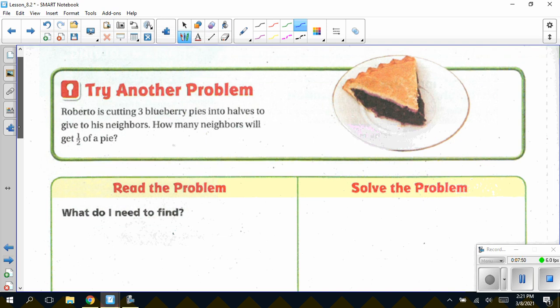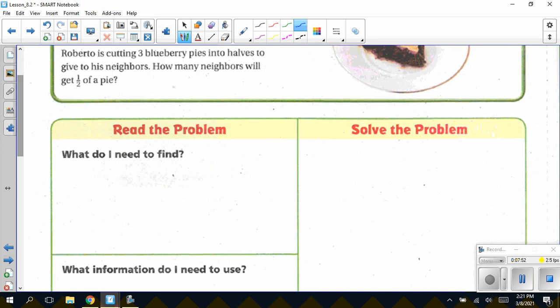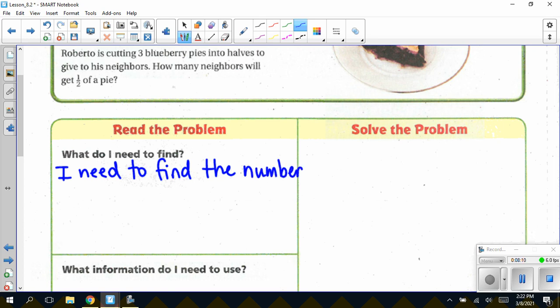So, what information do I need to find? I need to find the number of neighbors that will get half of a pie.